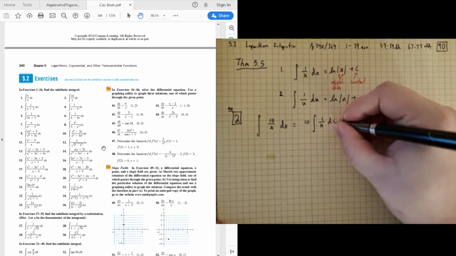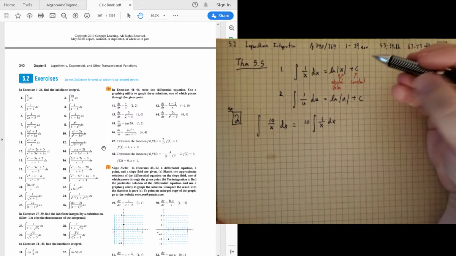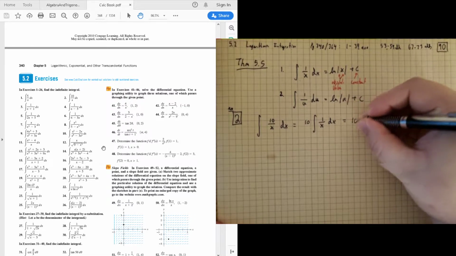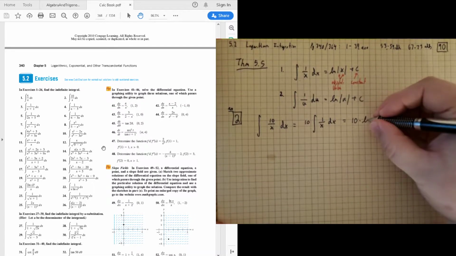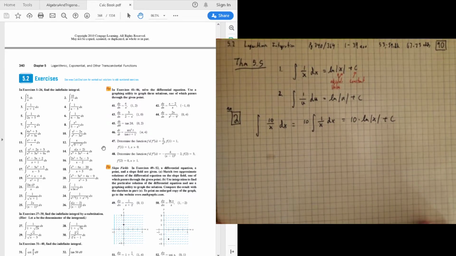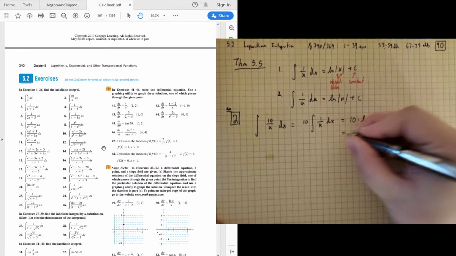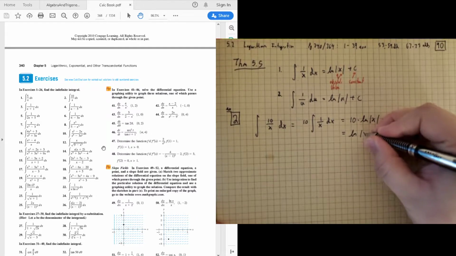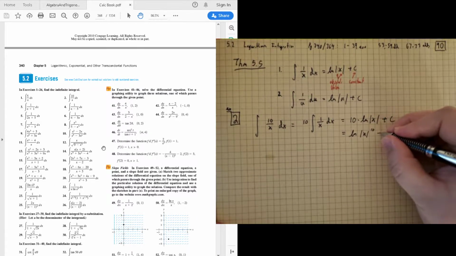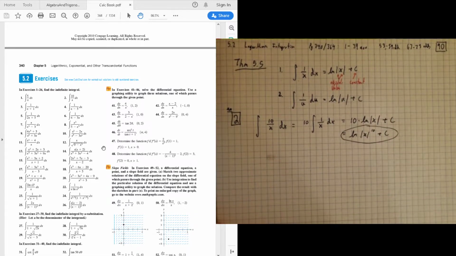Since 10 is a constant being multiplied to the top of this fraction, this becomes 10 times the integral of 1 over x dx. Now the integral of 1 over x dx, according to theorem 5.5, is the natural log of the absolute value of x. So I'd have 10 times the natural log of the absolute value of x plus c. This is one way to write it. There's actually another way, because multiplying by 10 is equivalent to having a power of 10. And so this is also considered an acceptable answer. Both are fine.